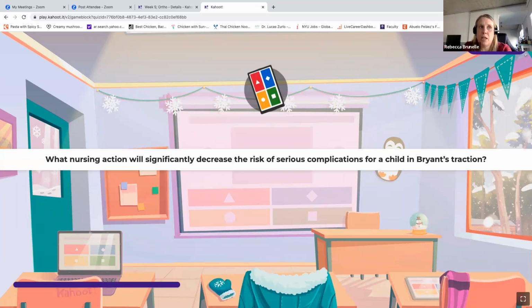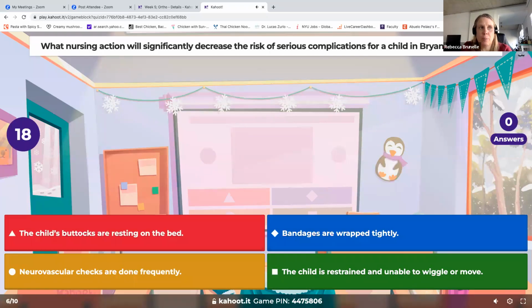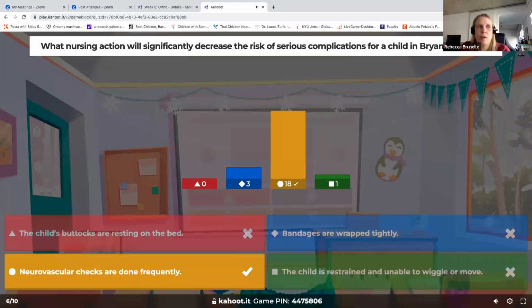What nursing action will significantly decrease the risk of serious complications for a child in Bryant's traction? The child's buttocks are resting on the bed. Neurovascular checks are done frequently. Bandages are wrapped tightly. The child is restrained and unable to wiggle or move. Right. So the most important thing is you can prevent complications by doing your neurovascular checks.